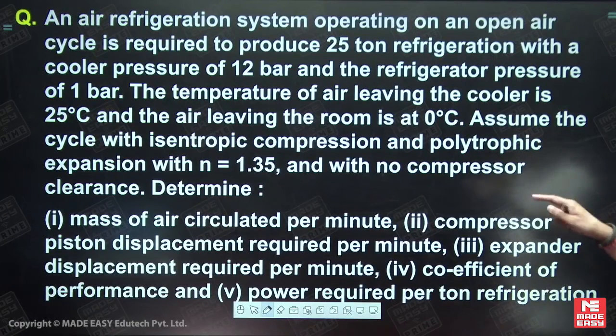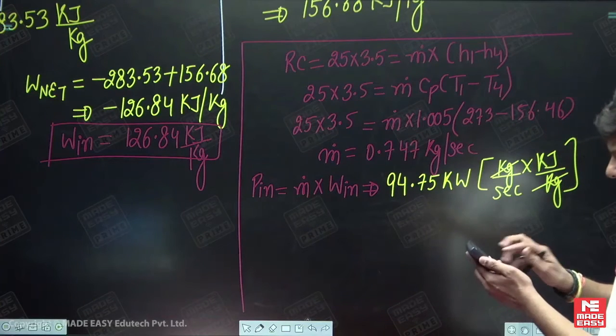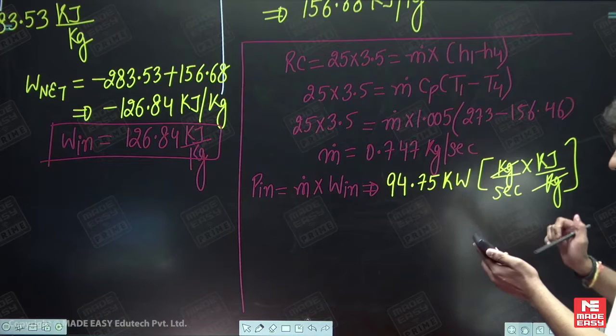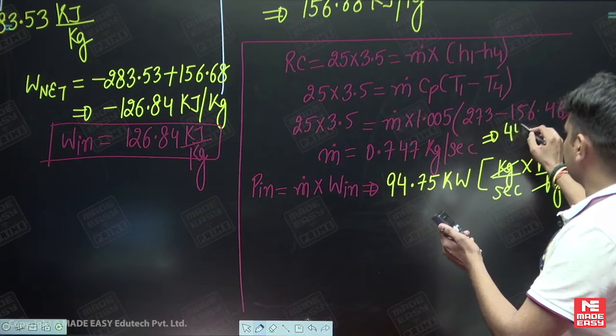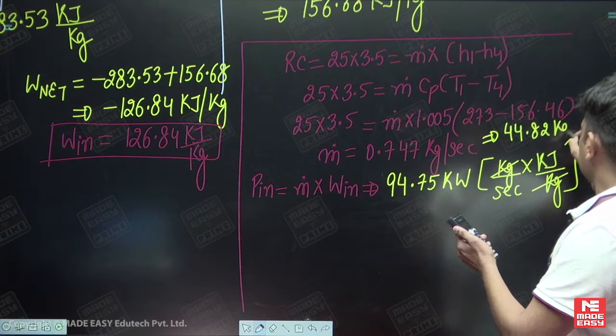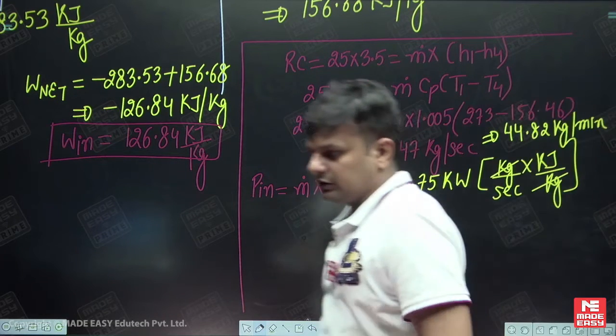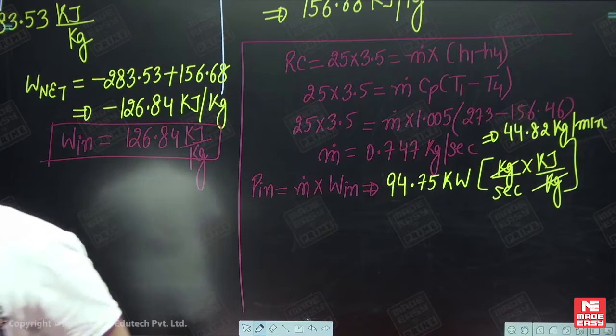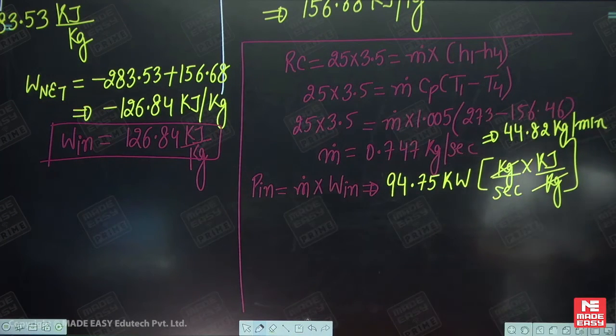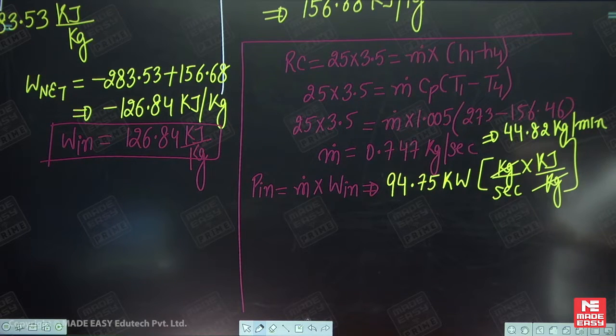Okay, so the mass flow rate in kg per minute, first part: 0.747 into 60, so they are interested in kg per minute, so 44.82, this is coming out as kg per minute. Okay, so now we are checking the units only. According to the question we are solving, the mass flow rate is given, we have calculated in kg per second, but they are interested in kg per minute, so that's why I have calculated in terms of kg per minute. Okay, so 44.8 around.